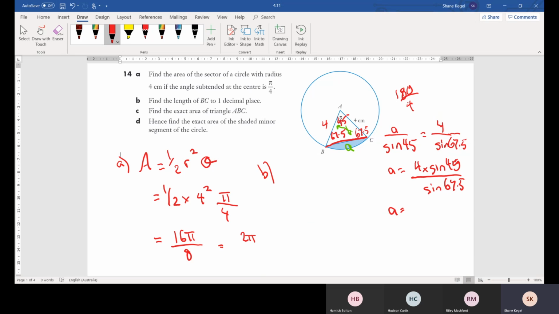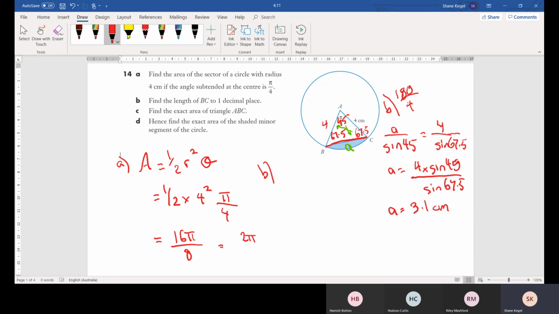Okay, so that's better. So 3.1 decimal place, so 3.1 centimeters will be that length BC there. So that's part B found. Okay, next we're looking at part C. We want to find the exact area of triangle ABC.